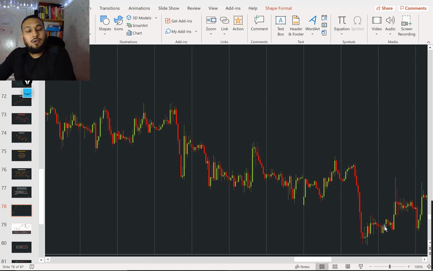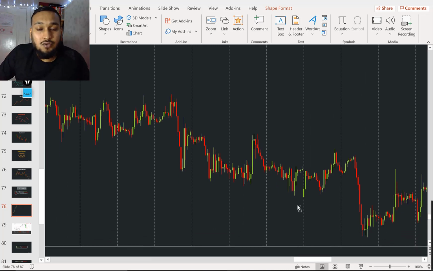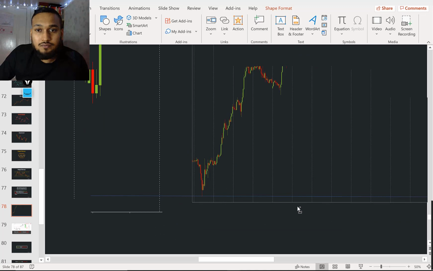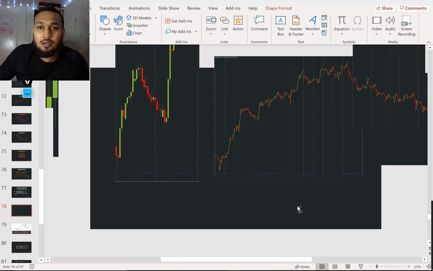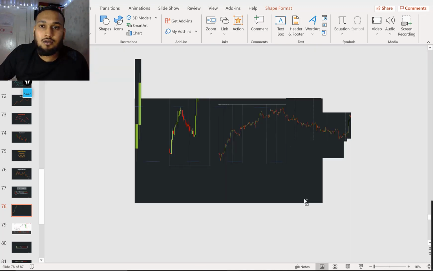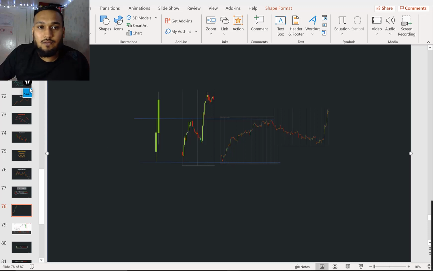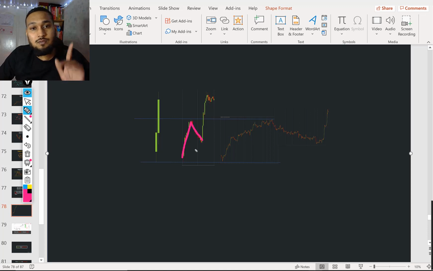This is why you have to be aware of the macro picture, because if you had zoomed out of this entire picture, okay, you would have seen this. You would have seen price had gone up, and we're retracing back into last month's candle.